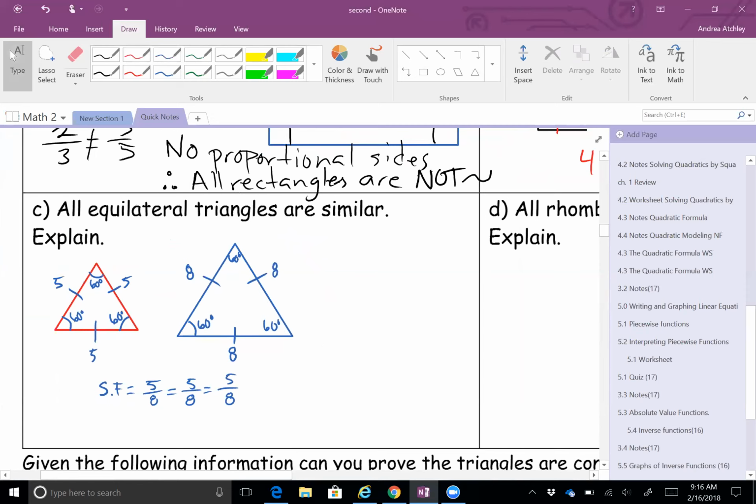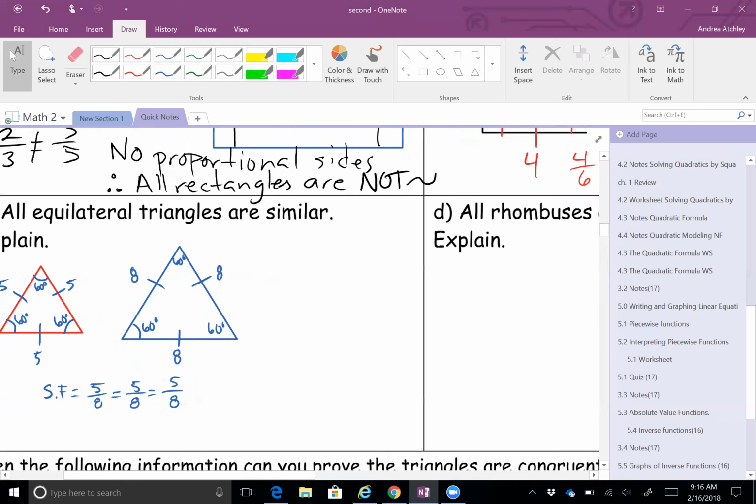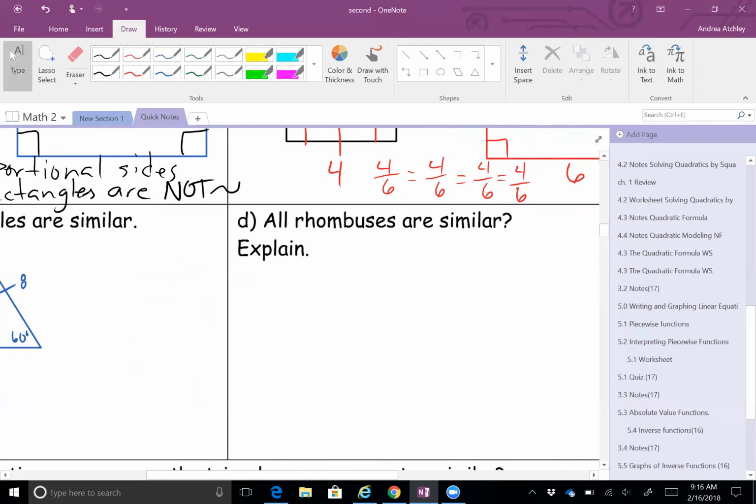Do rhombi. That's a nice word. How does a rhombus look? You guys remember what a rhombus is? No. Okay, well, that's what it looks like. How do I know? What's the definition?